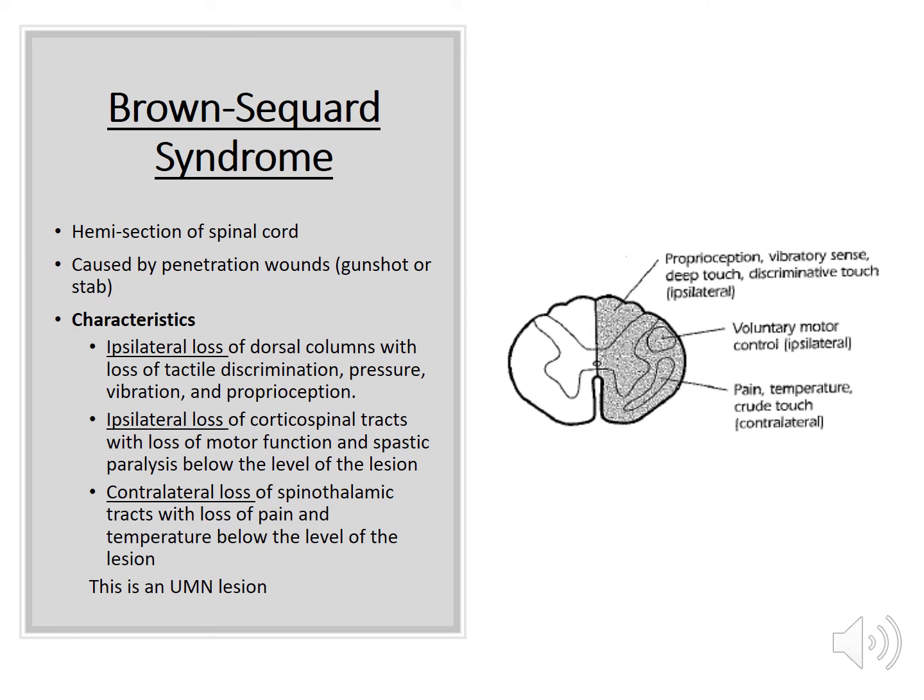There's going to be contralateral loss of the spinothalamic tract. As you know, the spinothalamic tract is responsible for pain and temperature. So there's going to be loss of that pain and temperature below the level of the lesion. Please know the upper motor neuron lesion this is classified as.